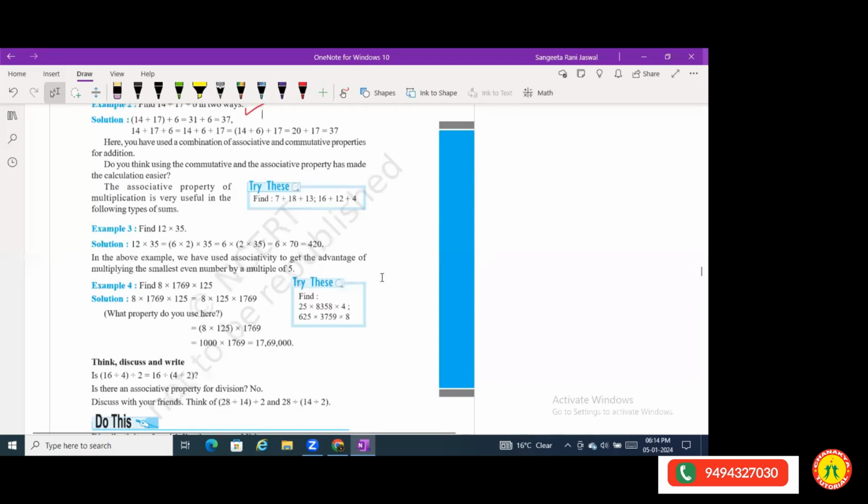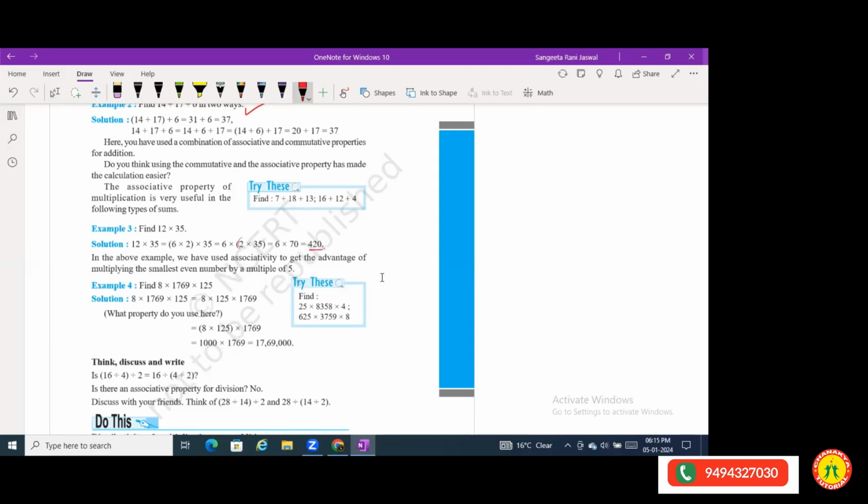Let's see two more examples. If you have big numbers to multiply, here 6 into 2 into 35 is again an example of associativity. If you group the other two numbers together, 6 and 2 taken together in one case and 2 and 35 in the other, the answer becomes the same. Now see this one.